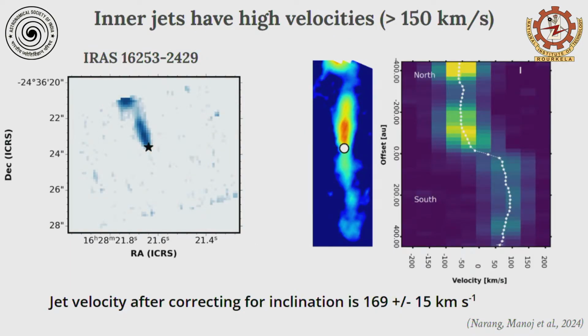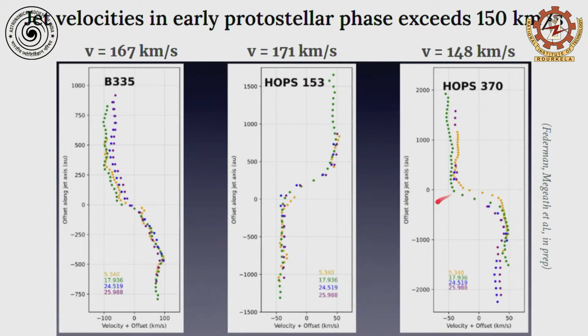The inner jet, the collimated jets, have high velocity. After correcting for inclination, for the lowest luminosity source, IRAS 16253, we have a velocity of about 170 km per second. See, the sound speed in these systems is a few kilometers per second. And for other sources also, we see the collimated iron 2 jet far exceeds 150 km per second or so.